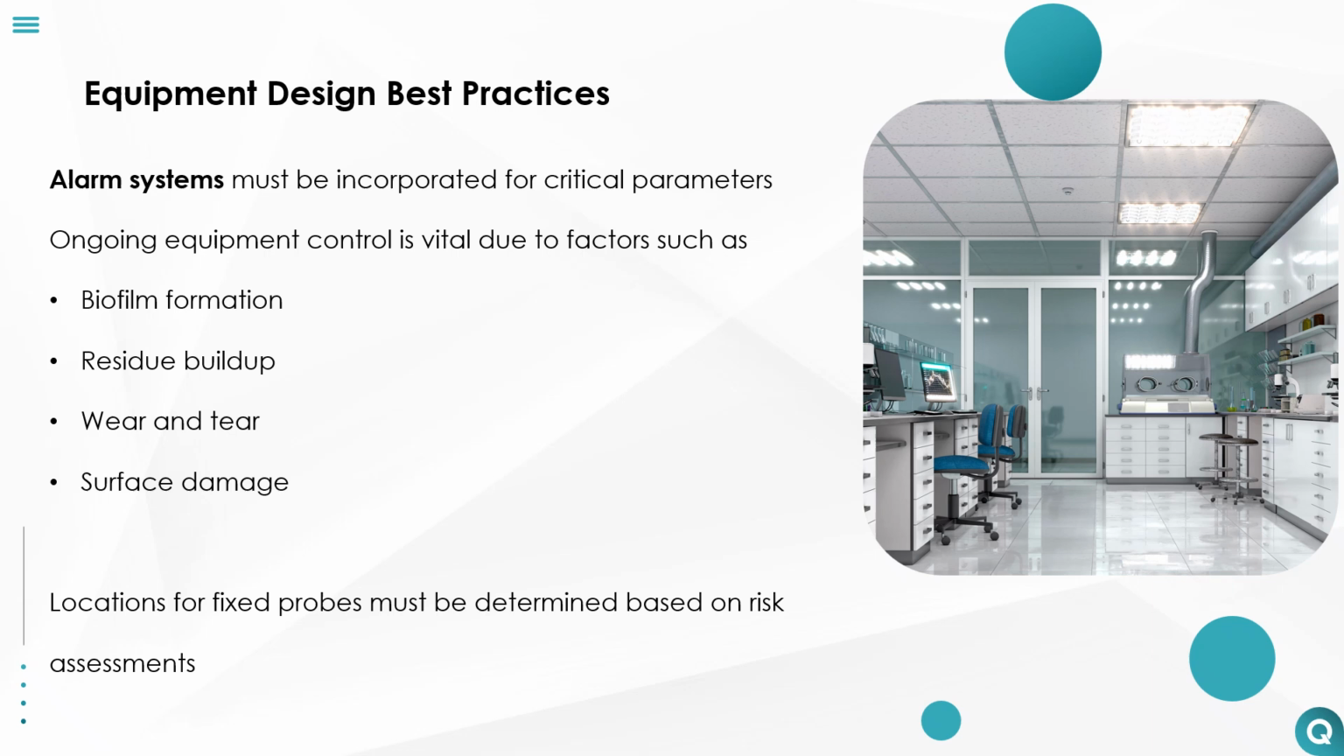Wear and tear in equipment components can compromise functionality and cleanliness. Regular maintenance and replacement of worn parts ensure equipment operates reliably and maintains sterile conditions. Surface damage can create harborage sites for contaminants. Designing equipment with durable materials and conducting routine inspections prevents surface damage that could compromise cleanliness.